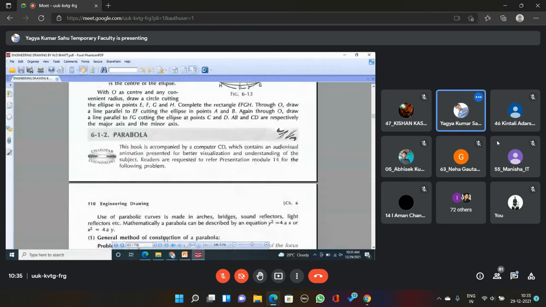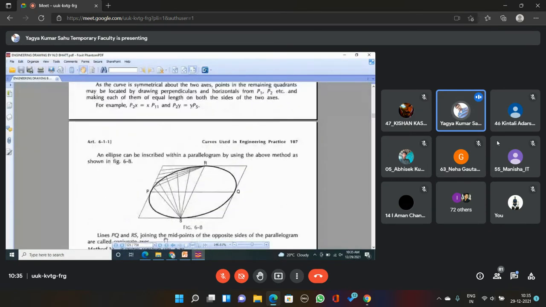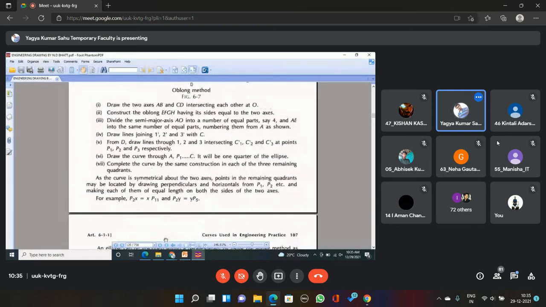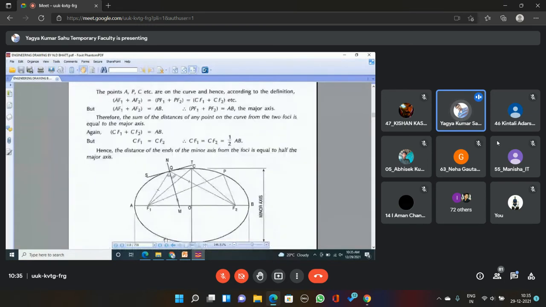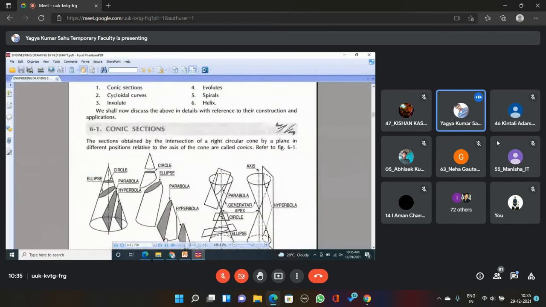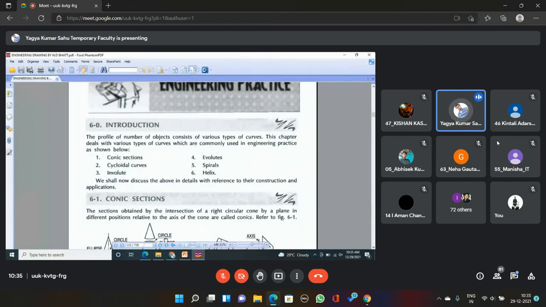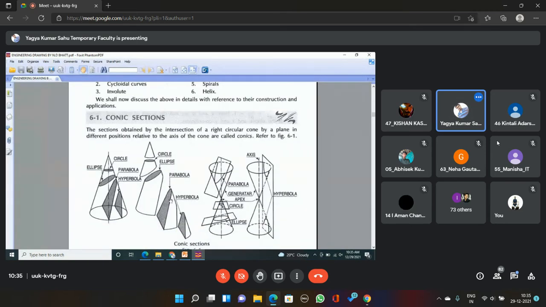Later in unit number 3 and 4, we'll have ellipse, parabola type shapes. So what are these things? These are called conic sections. What do you mean by conic section? These are the cut sections of a cone in the different positions of a cutting plane.